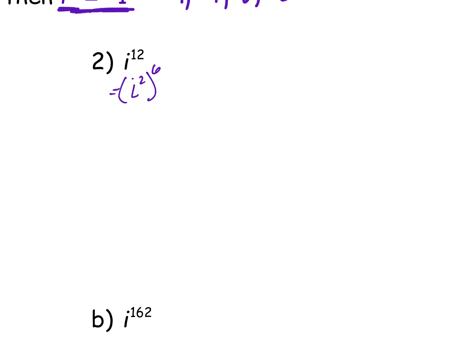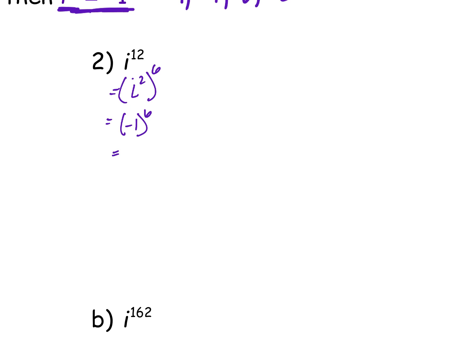I just multiplied it, I guess. I don't know how I want to say it. I did the property backwards, right? So I have my exponent properties. I'm undoing my exponent properties. So now I know what i squared is. i squared is negative 1. So I have negative 1 to the 6th power.